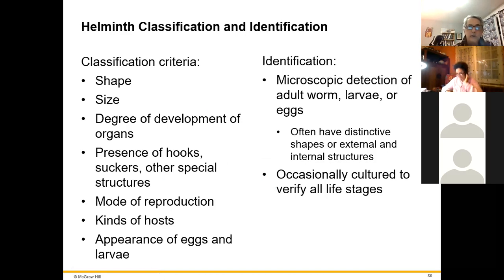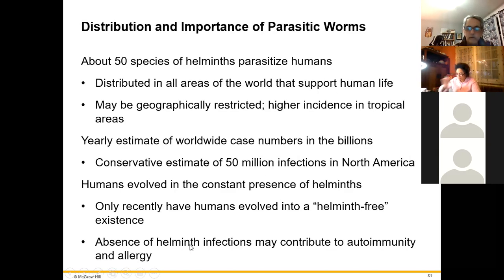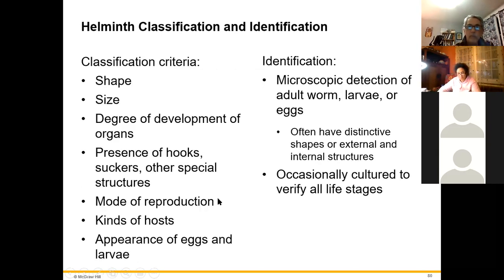Helminth classification: identification by their shape, size, development of organs, presence of hooks, suckers, and other special structures, how they replicate, the type of host they inhabit, and whether the appearance is either eggs or larvae. There's microscopic identification of the adult worm, the larvae, or the eggs. They often have distinct shapes or external and internal structures. Occasionally they are cultured to verify all the life stages.